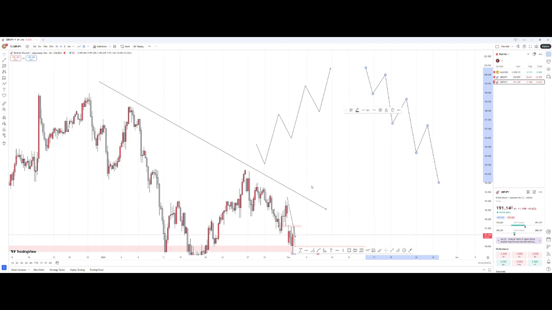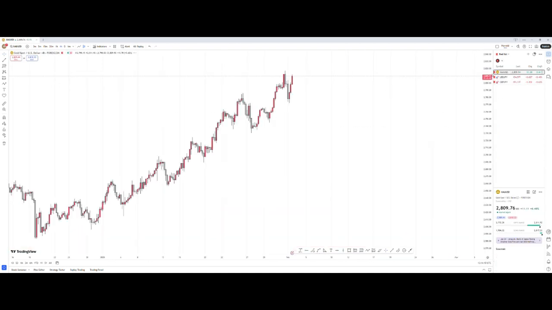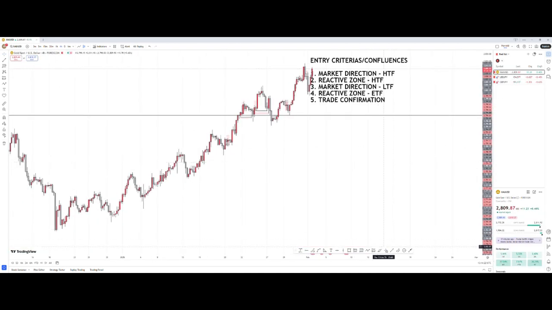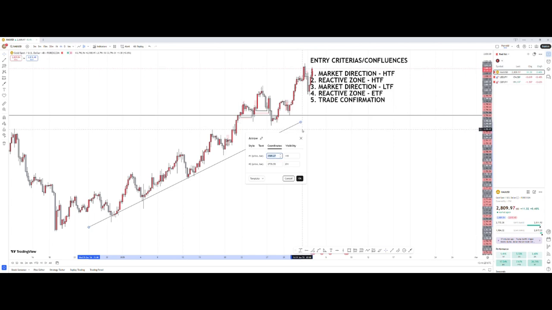Okay, so I did the explanation at the beginning of the session, but this time around, I'm going to use entry criteria to do the explanation. So let's go to gold. Look at gold. The overall direction is what? An uptrend. Do you understand? Overall direction is an uptrend.